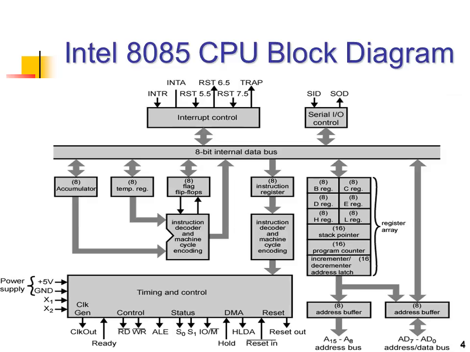This is the interrupt control and serial I/O control, or the interrupt and serial input output. An important feature of the 8085 is serial I/O control, which has 2 pins, serial input data and serial output data, which can be controlled by 2 instructions, SIM and RIM.